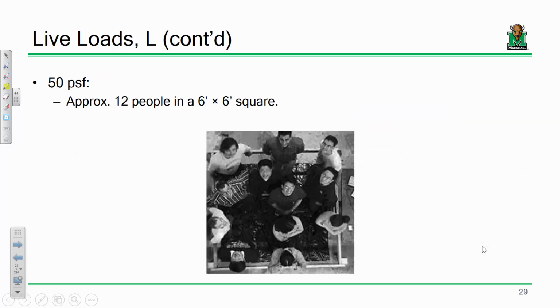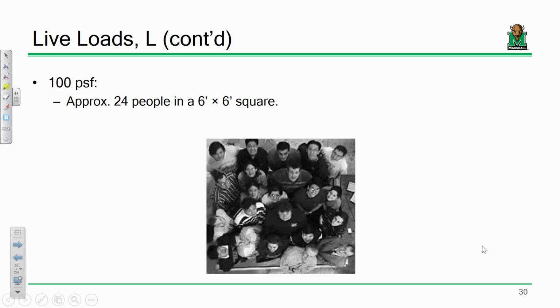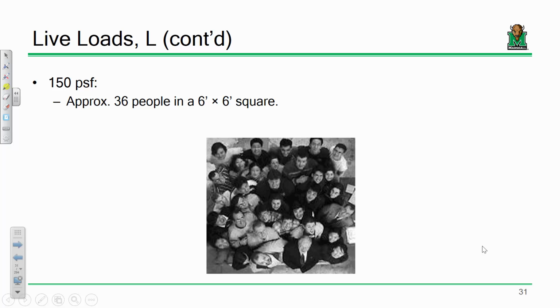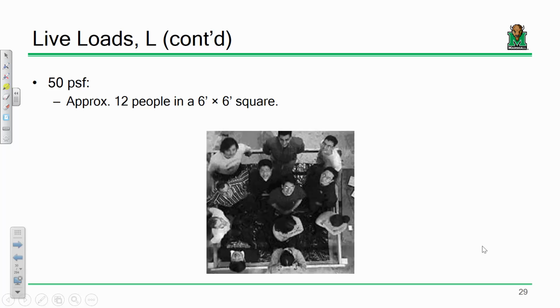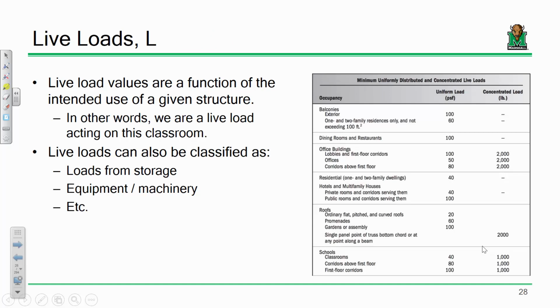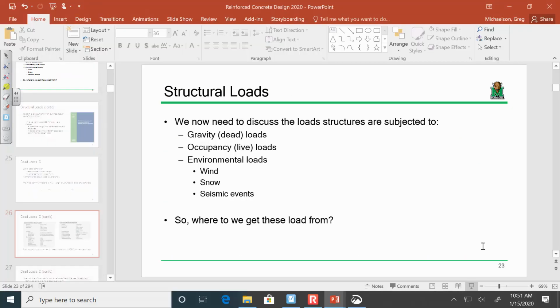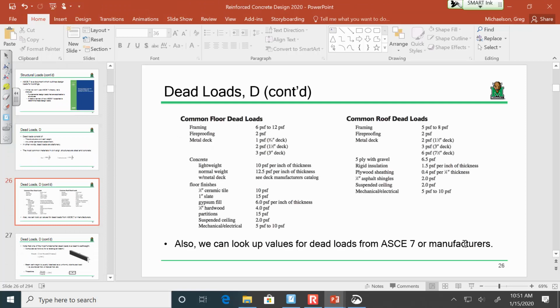We'll talk, for instance, about live loads. What does 50 pounds per square foot look like? What does 100 or 150 pounds per square foot look like? Where do you get snow loads and things of that nature? So that's what we're going to talk about next time, is where those loads actually come from. And then you'll have a homework assignment collating all that. And then we'll actually start getting into some concrete. All right, that's all I got.